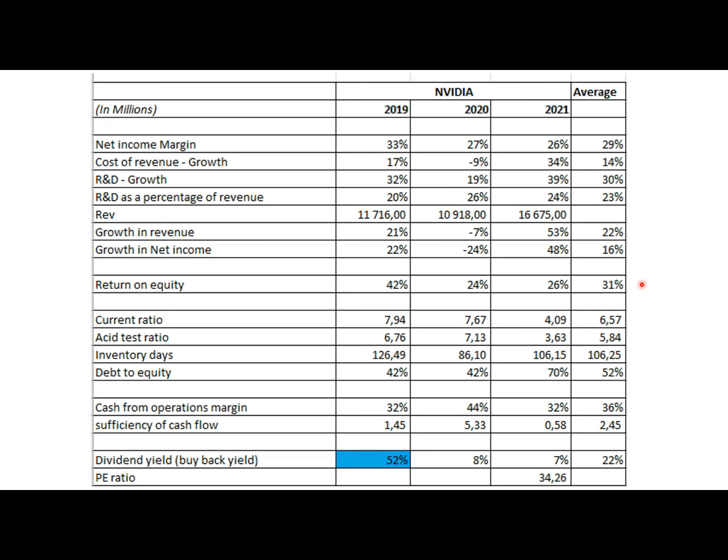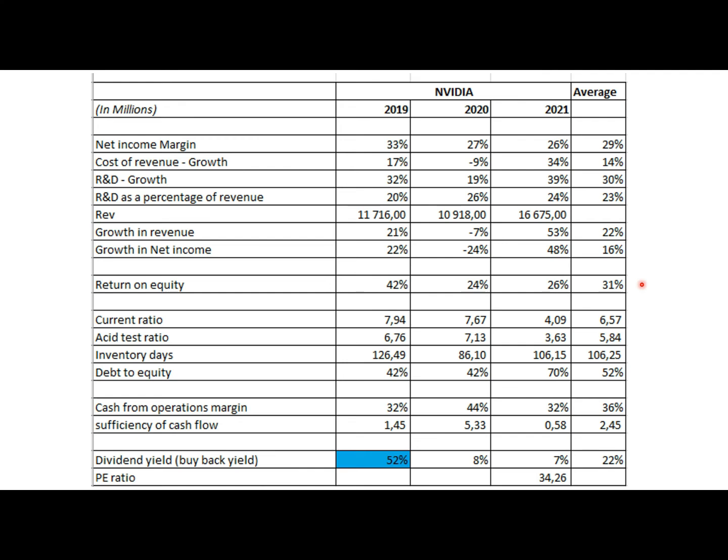Now the ROE, above the industry average of about 26%, so it's a good indicator that Nvidia is achieving above market returns on equity invested in operations. Perfect.